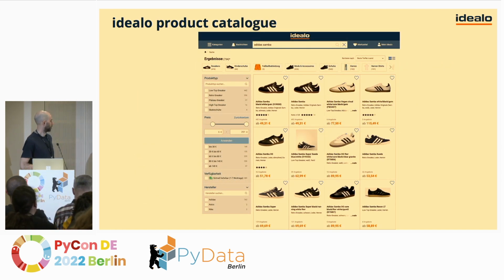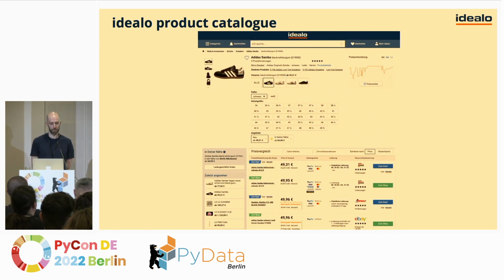I don't know if any of you have used Idio before, but Idio is a price comparison site, probably I should have mentioned that. So for example, if you look for Adidas Samba sneakers, these would be your search results, and you can see various different Adidas Samba products. If I click on the one on the top left, then you can see we list all the offers that we have for that product from all those shops.